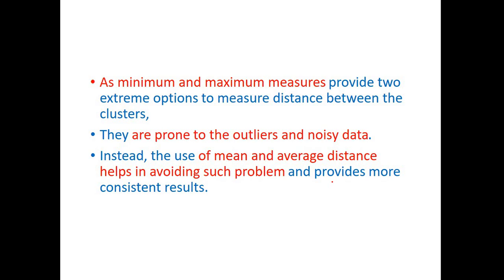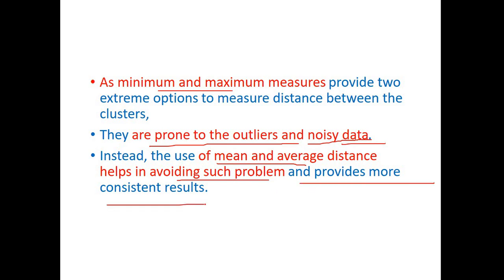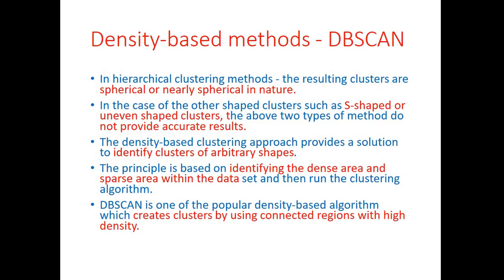Generally, these minimum and maximum measures provide two extreme options to measure the distance between the clusters. They are prone to outliers and noisy data. Therefore, instead of using the minimum and maximum measures, if we use the mean and average distance, it will help avoid these outlier and noisy data problems and provide more accurate results.